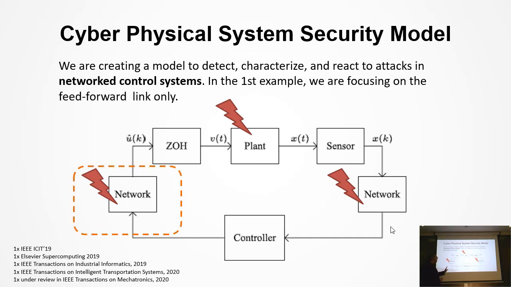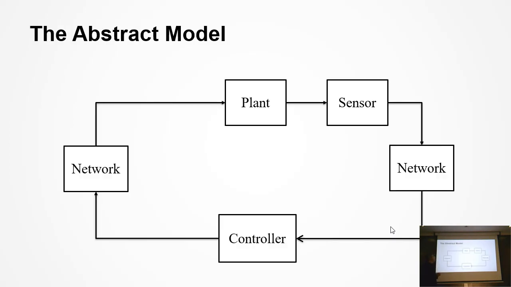Okay, for the time being, let's assume that it has happened in the forward link, and we know it is there. I'm not going to talk about that. We have a model to detect the place of attack, but for the time being, for the sake of simplicity, assume that it is in the forward link and we know where it is. Here's the abstract model for the same loop.